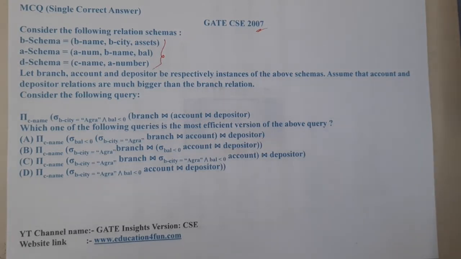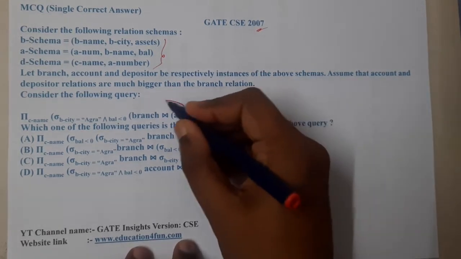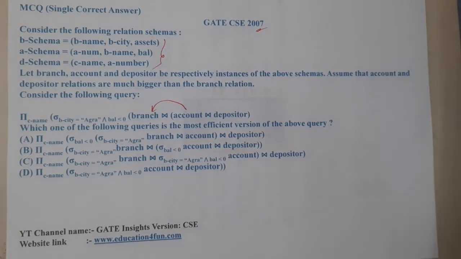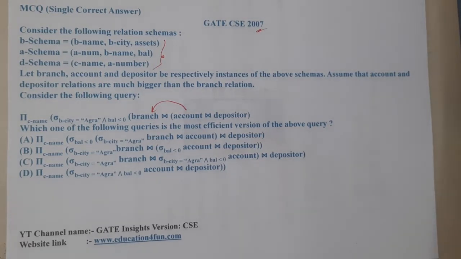Pi of A C name, that is nothing but projection on C name, and we are checking the condition that B city should be equal to Agra and balance should be less than 0. We are performing Cartesian product between account and depositor, and after that result we are performing Cartesian product with the branch, then checking the conditions and getting only the value of A C name. Which of the following queries is the most efficient version of the above query?